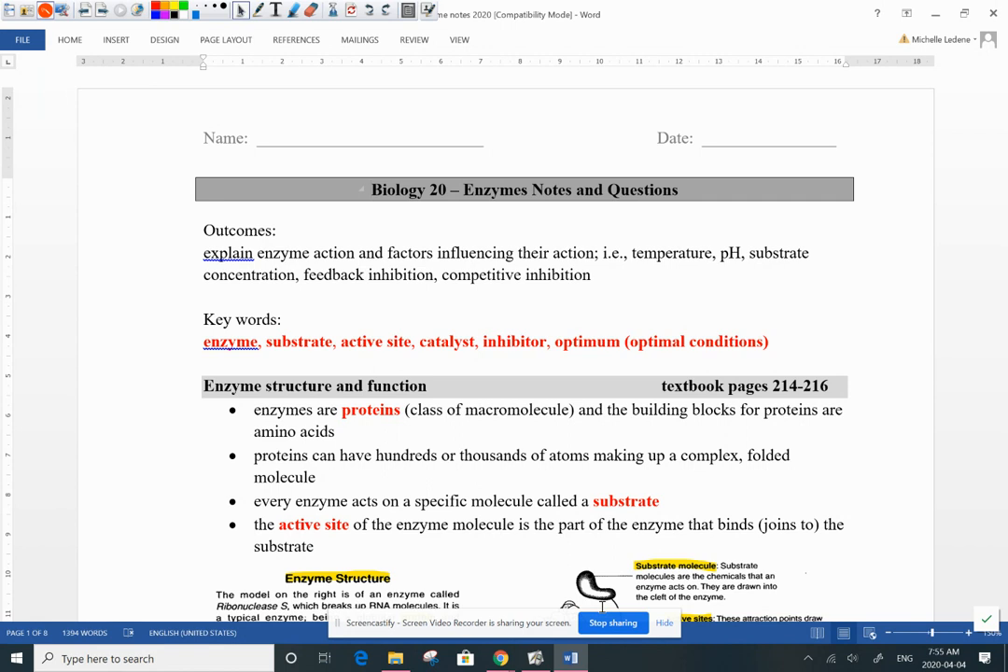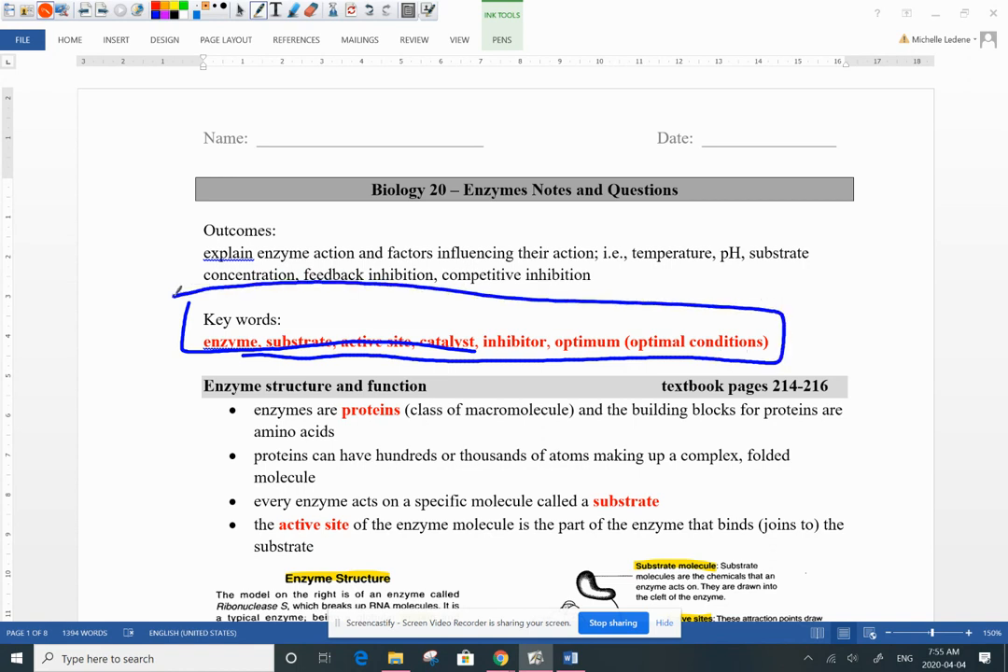We've talked about digestion and how enzymes are important, but what are enzymes? Well, today we're going to learn about some important keywords, and our concepts here are going to be all about enzyme activity. What is an enzyme? How do they work? What are different factors that would influence their activity? That's going to be our focus today.